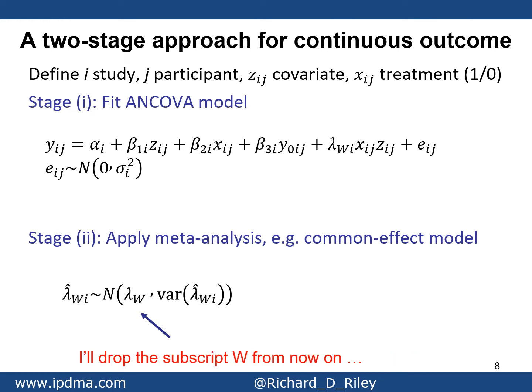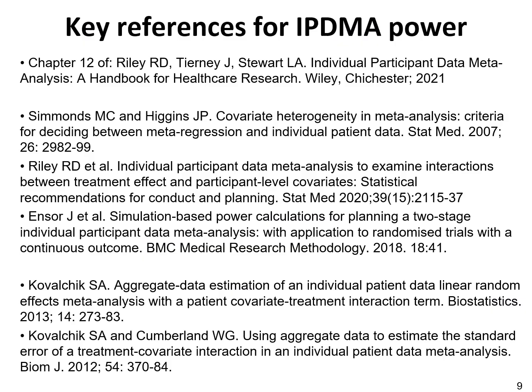We'll drop the subscript from now on, just to avoid extra notation that's not really necessary. So that's what you would be doing if you did have the IPD. But what we want to think about really is, before we get the IPD, how can we work out what the potential power would be?